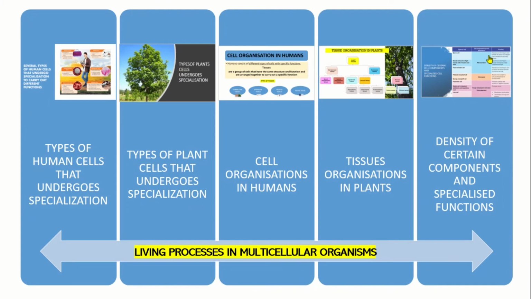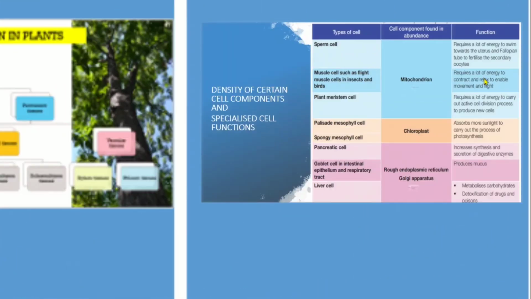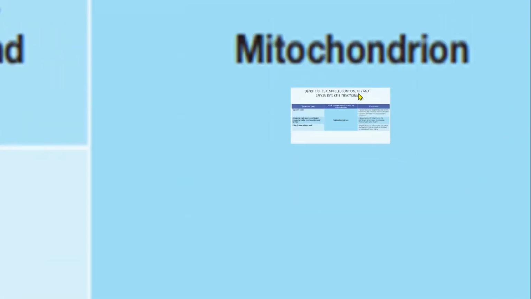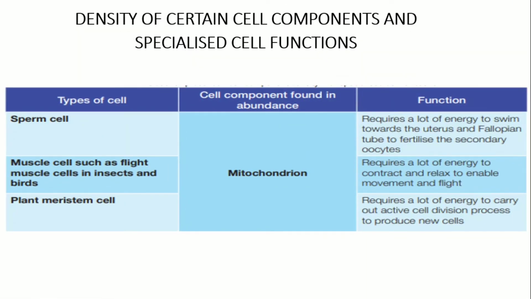Last but not least is about the density of certain components and their specialized functions. Let's discuss in more detail, the first one is the mitochondria. There are a lot of mitochondria in sperm cells, muscle cells such as flight muscle cells, and also in plant meristematic cells. So without further delay, let's continue. The function of mitochondria in sperm cells is to help the sperm swim towards the ovum and then fertilize the secondary oocyte. Next one is the muscle cells, such as the flight muscle cells in insects and birds, which require lots of energy to contract and relax to enable movement and flight.